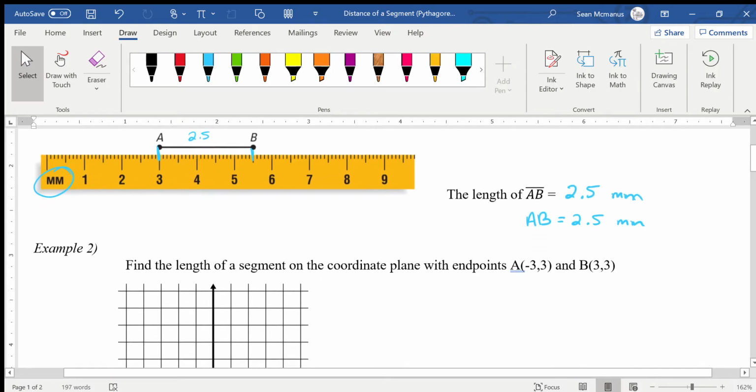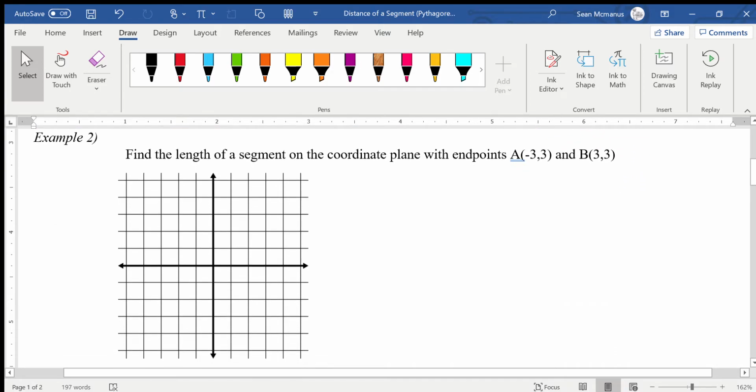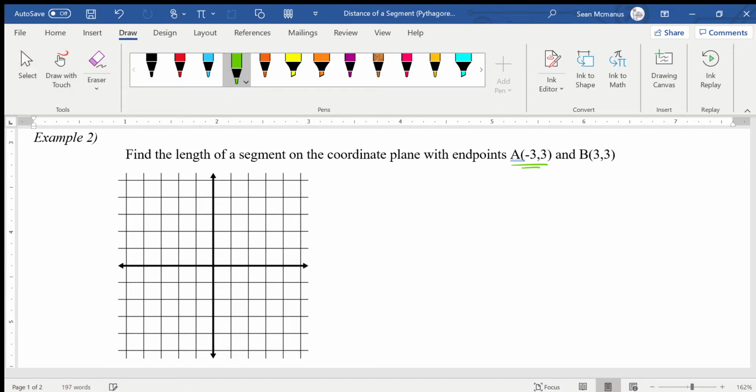Okay, example 2, this is going to start to work towards our coordinate geometry here. So instead of measuring things out in space or on a ruler, or on a number line even, we're going to measure them on the coordinate plane, on the graph. So find the length of a segment on the coordinate plane with endpoints A, -3, 3, and B, 3, 3. So A is at -3, so 1, 2, 3 to the left and up 3. So there's point A, and point B, 3, so 1, 2, 3, 1, 2, 3. So AB, and it's a segment, so I'm going to connect those like so.